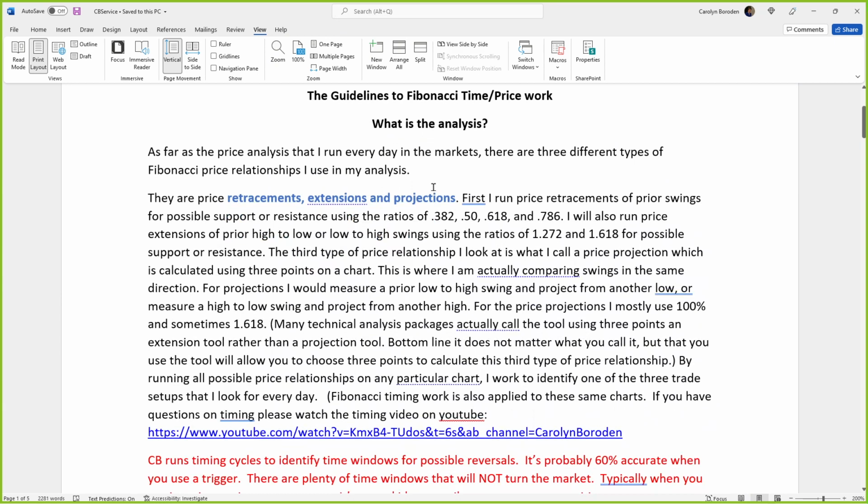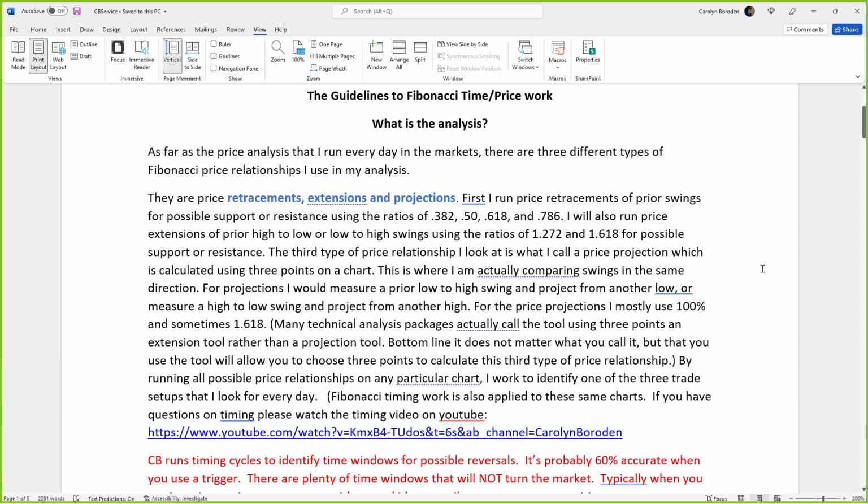Basically, this tells you where the analysis comes from, where I'm running a combination of Fibonacci price retracements, extensions, and projections, and I'm looking to identify high probability trade setups.